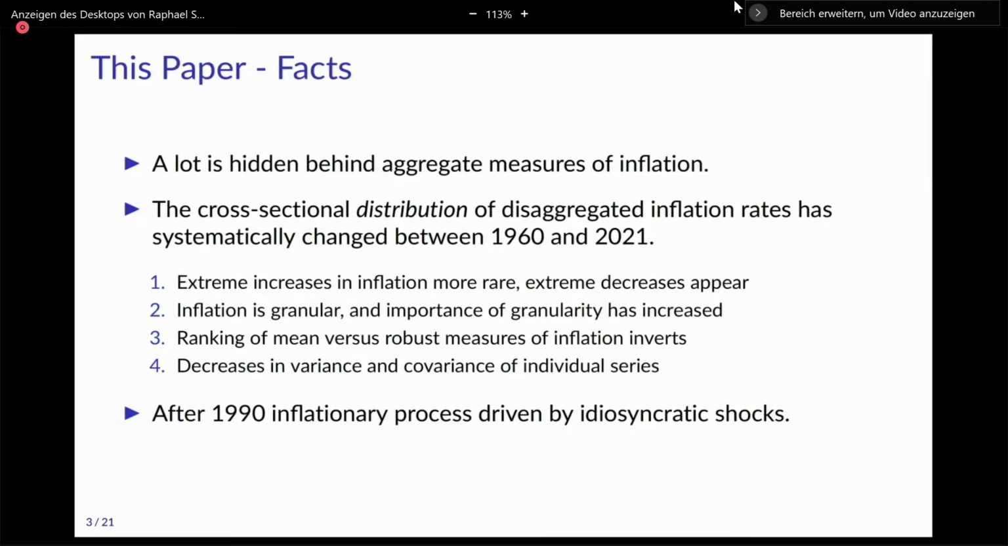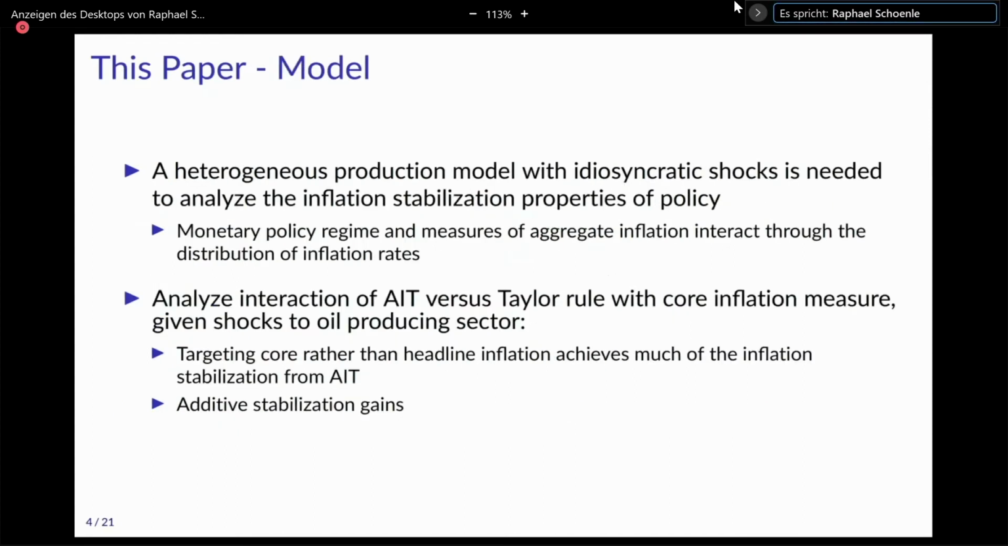We also find that the ranking of mean versus robust measures of inflation has been inverting, and decreases in the variance and the covariance of individual series have occurred. This suggests that after 1990, the inflationary process has been more and more driven by idiosyncratic shocks. On the modeling side, we find that we need to work with a heterogeneous production model that features idiosyncratic shocks in order to analyze appropriately the inflation stabilization properties of policy.